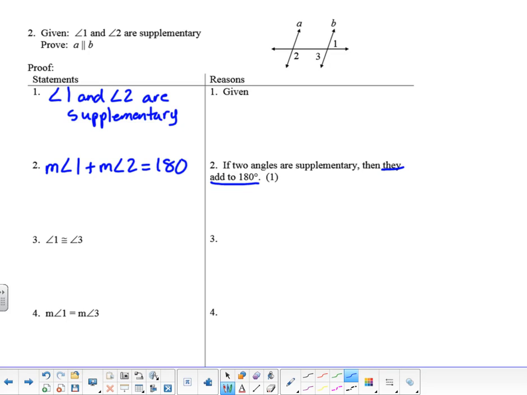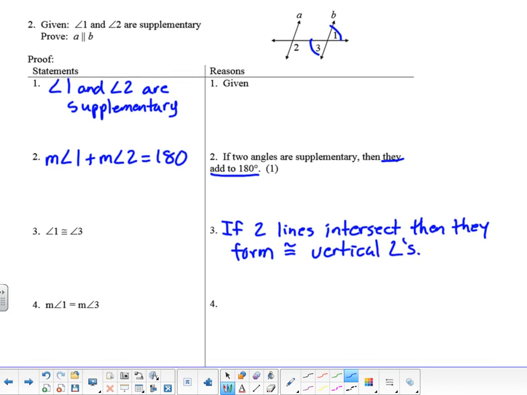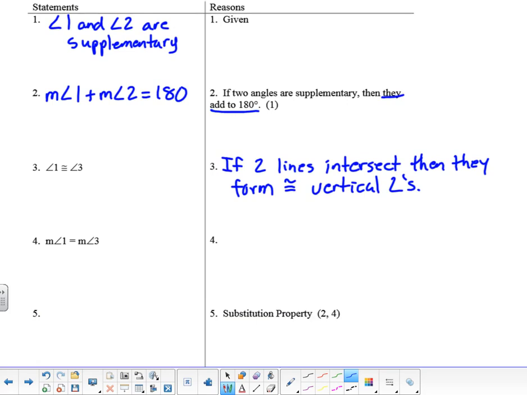All right, now angle 1 is congruent to angle 3. What do we know up here? Well, those are vertical angles. So if two lines intersect, then they form congruent vertical angles. Okay. Now, the measure of angle 1 equals the measure of angle 3. Okay, that's if two angles are congruent, then they have equal measure.